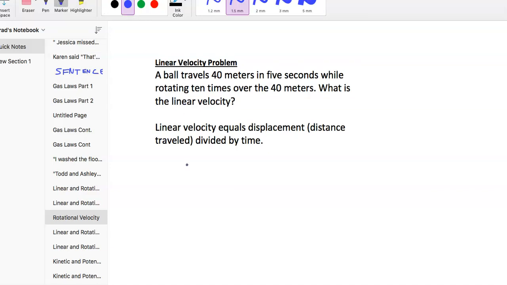Okay, so first question. A ball travels 40 meters in 5 seconds while rotating 10 times over the 40 meters. What is the linear velocity? They're not going to give you this information, but linear velocity equals displacement, which is the distance traveled, divided by time. In this case, the distance traveled was 40. 40 divided by 5 equals 8, and then it's just meters per second. Okay, pretty straightforward on linear velocity.